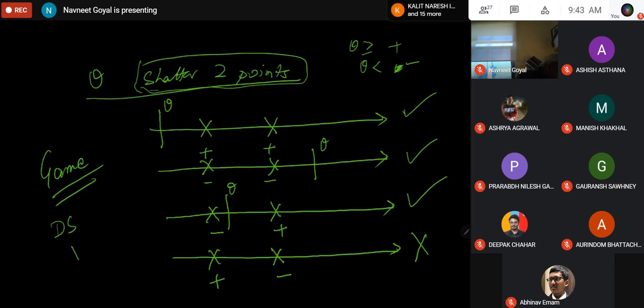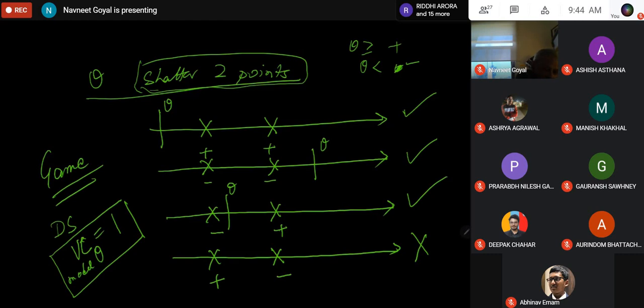So what I can say is that the VC dimension of this model theta is equal to 1, because it can shatter just 1 point, as we saw in the previous slide, but it cannot shatter 2 points. So its VC dimension is actually 1. Is that clear?